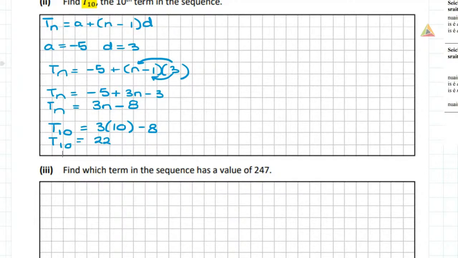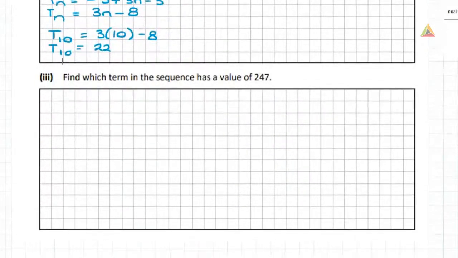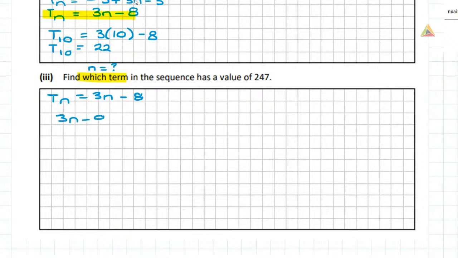Part 3 then says, find which term of the sequence has a value of 247. So this time I'm looking for n. So which term of the sequence means I'm going to be finding n equals to what? So remember, that's where we're saying T1, T2, T3. So we have our formula for Tn. So Tn was 3n minus 8. We worked that out up here in the last part of our question. So we're going to take that formula for this sequence and we're going to put it equal to 247 because we're saying which one has this value. So I put it equal to 247 and now we have an equation that needs to be solved.